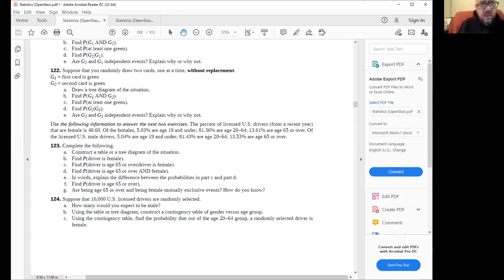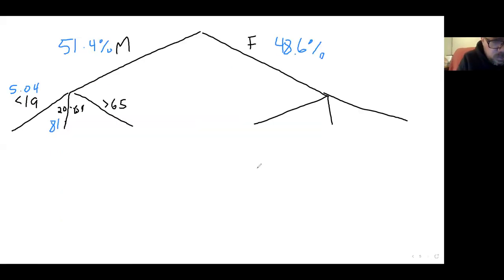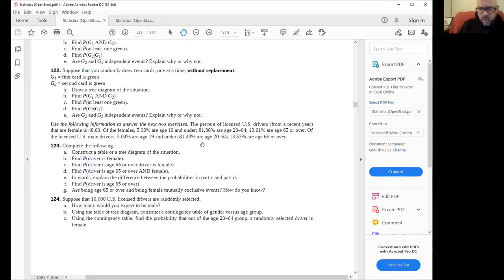Okay, 81.43, and 13.53. And then the women, same order: 19, 20 to 64, more than 65. Just not writing it for space purposes. We had 5.03, 81.36, and 13.61. Those are very, very similar.